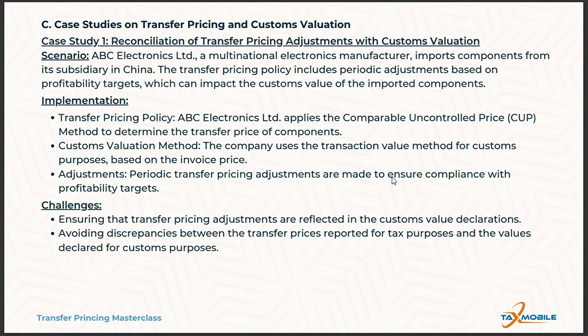ABC Electronics uses the comparable uncontrolled price method to determine the transfer prices of these components. Whereas under the customs valuation method, the company uses the transaction value method, which is based on the invoice price declared at the point of importation. Now, let's look at the challenges that they may face after using the comparable uncontrolled price method and the transaction value method with respect to customs valuation.